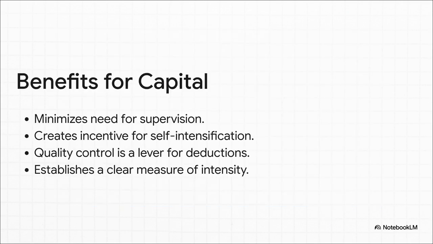So let's just tick off these advantages. First, you don't need as many supervisors walking around, which saves money. The worker has a huge personal incentive to work as hard and as fast as they can because every wasted minute is literally money out of their own pocket. Second, quality control is basically outsourced to the worker themselves. They're the ones who get penalized for mistakes. And finally, it gives the capitalist a perfect, exact measurement of how intense each worker's labor is. You immediately know who's above average, average, or below average.